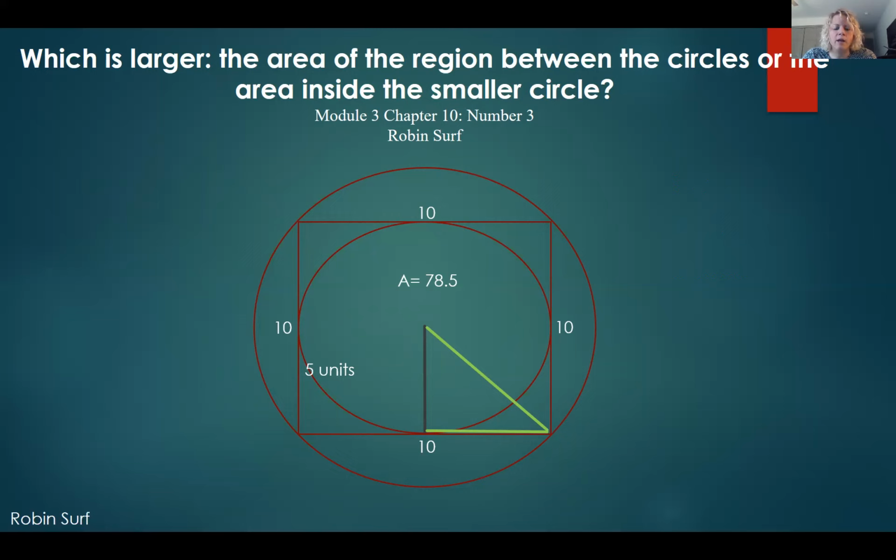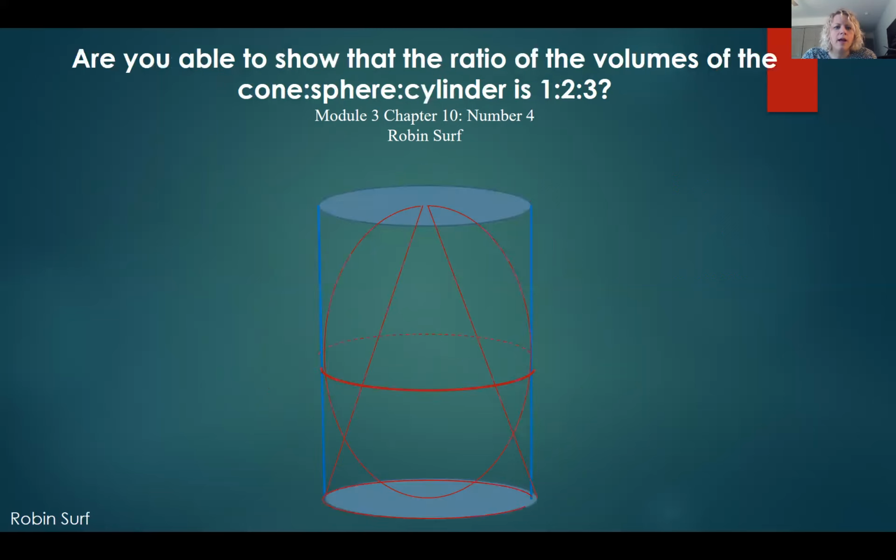Let's go ahead and move along. And question 4. Are you able to show that the ratio of the volumes of the cone, sphere, and cylinder is 1, 2, and 3? Well, let's go ahead and take a look.